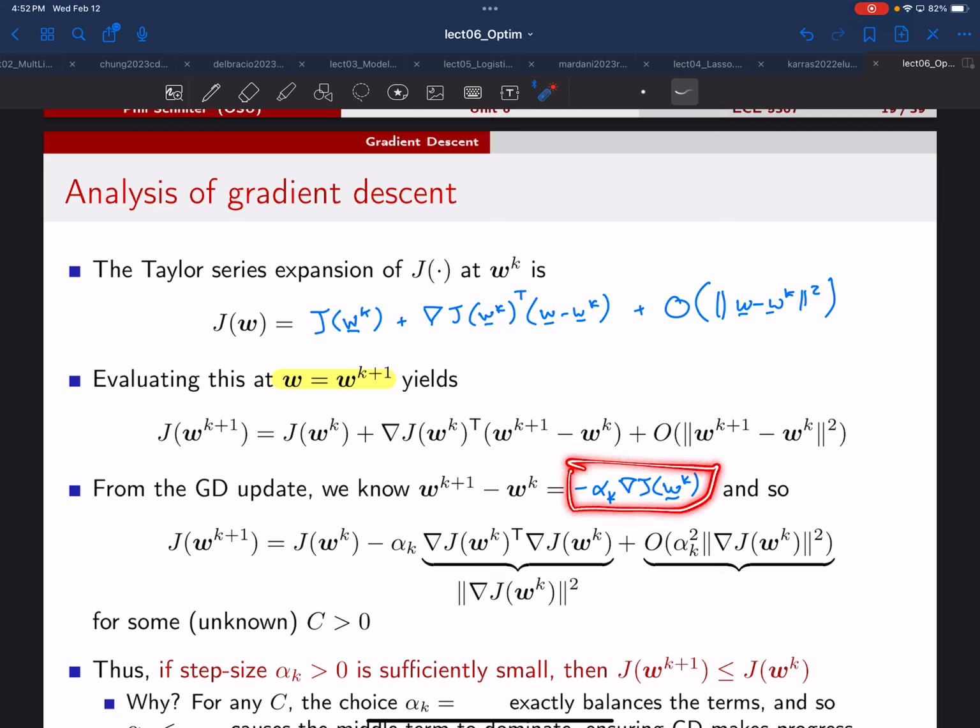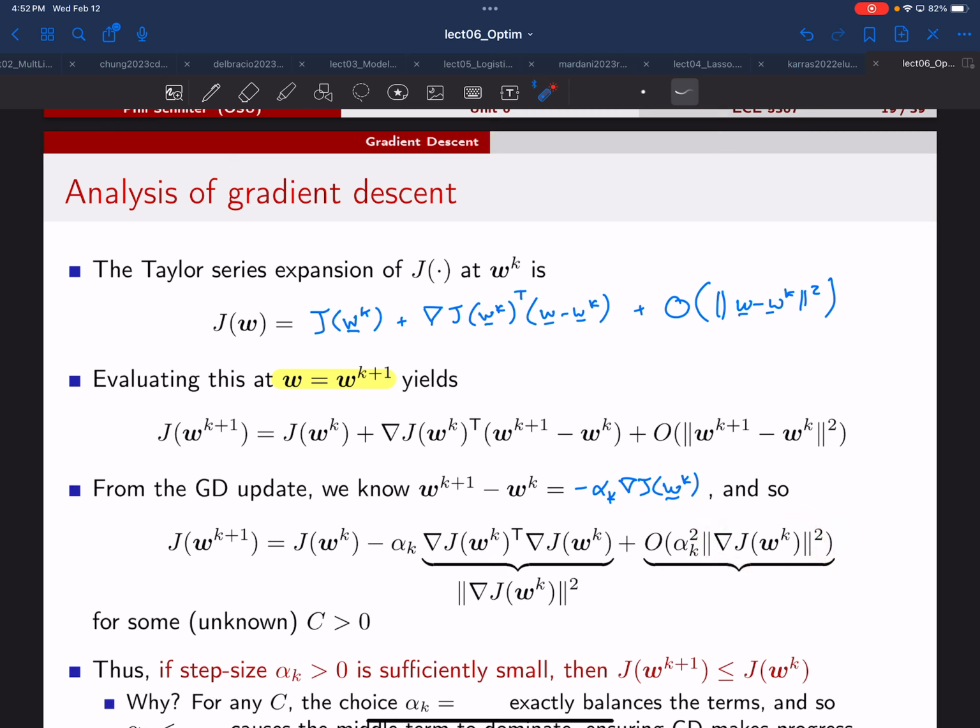if I plug this in here, then you can see I have gradient transpose times gradient. So that is the norm of the gradient squared. And then over here, I'm just plugging this in. The negative sign is not really important inside this norm, so we can drop it, and we can pull the scalar alpha_k out of the norm and square it. So that's what's happened over here. And now what's interesting is you see we have a norm of gradient squared, and we have another norm of gradient squared.